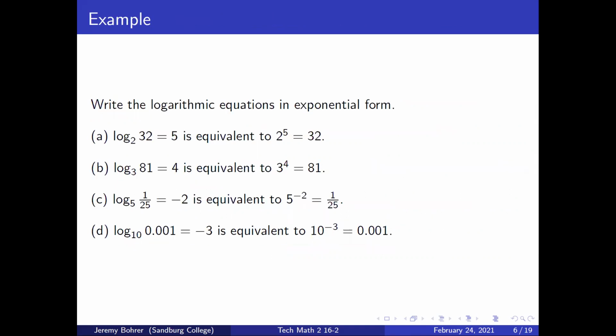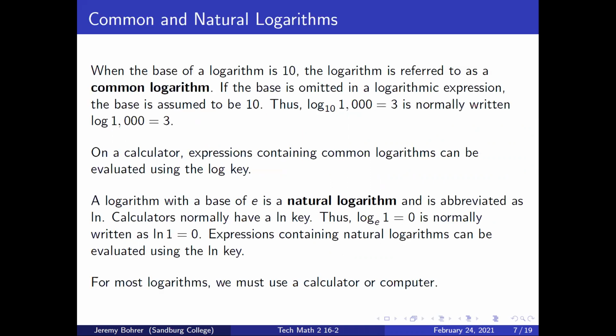Write the logarithmic equations in exponential form. Log base 2 of 32 equals 5 is equivalent to 2 to the fifth equals 32. Log base 3 of 81 equals 4 is equivalent to 3 to the fourth equals 81. Log base 5 of 1/25 equals negative 2 is equivalent to 5 to the negative 2 equals 1/25. Log base 10 of 0.001 equals negative 3 is equivalent to 10 to the negative 3 equals 0.001.